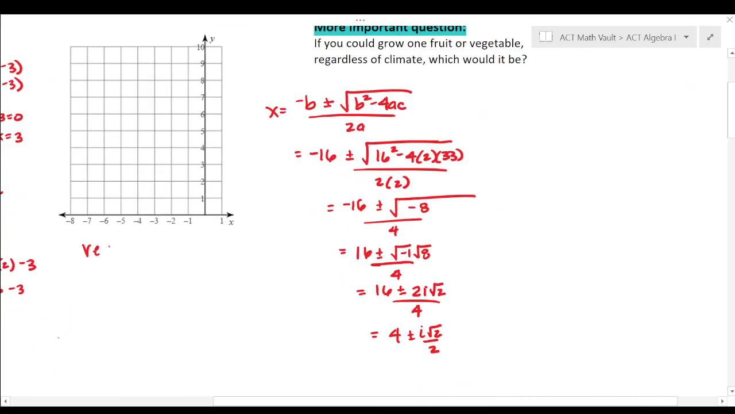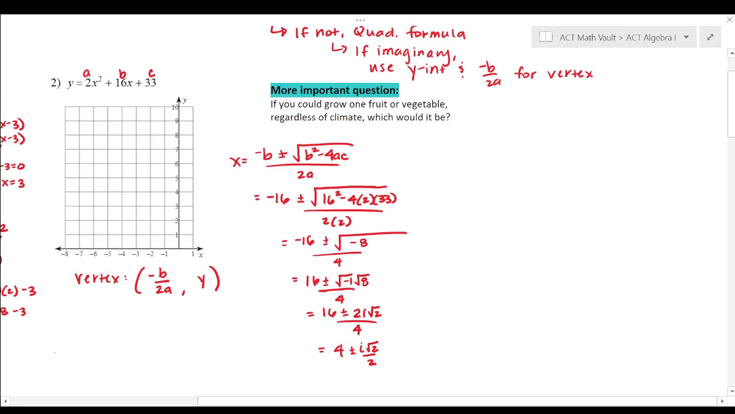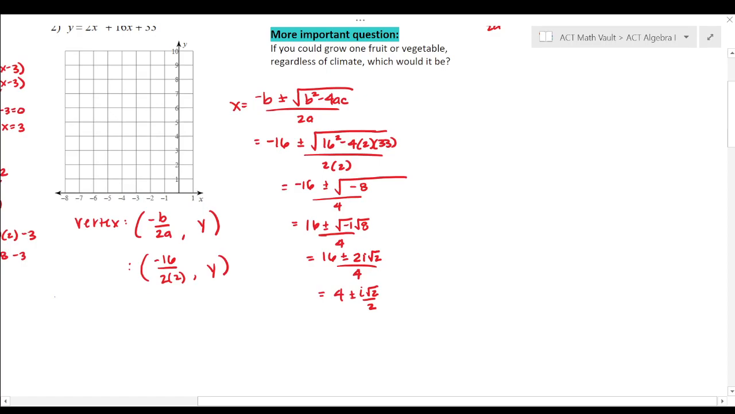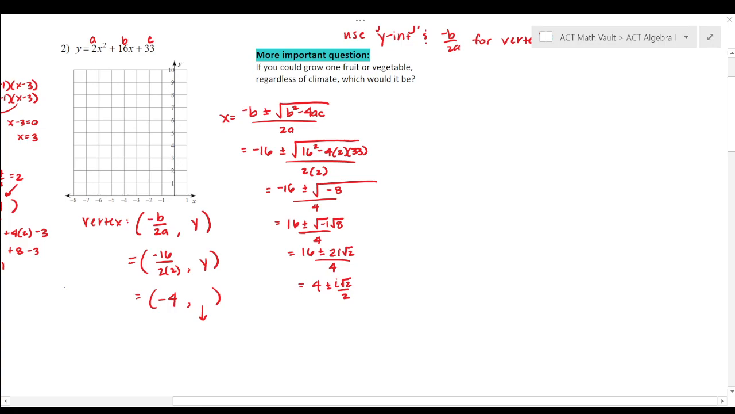So vertex. The trick is you can do negative b over 2a, comma, and then just whatever the y is. So this b number is 16, so it'll be negative 16 over 2 times 2, comma, whatever the y is. Let's simplify that. So this is going to be negative 4, comma, and then I can use that negative 4 to figure out what the y is. So let me copy that down.